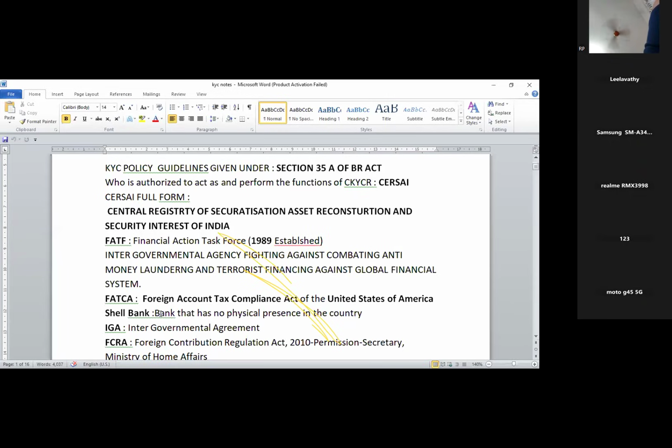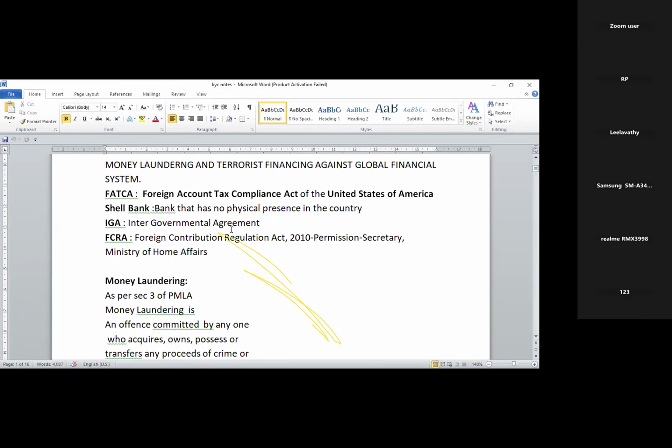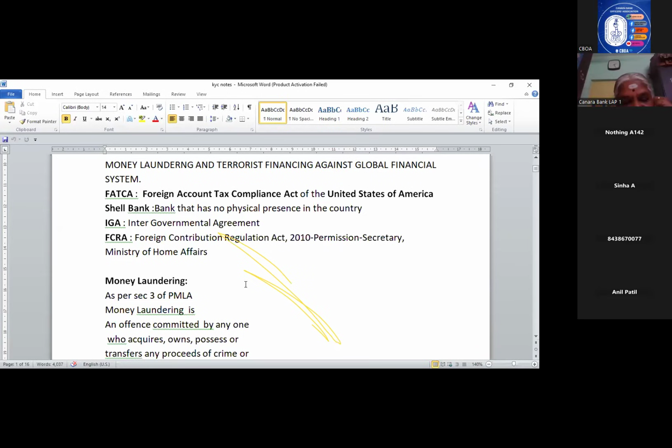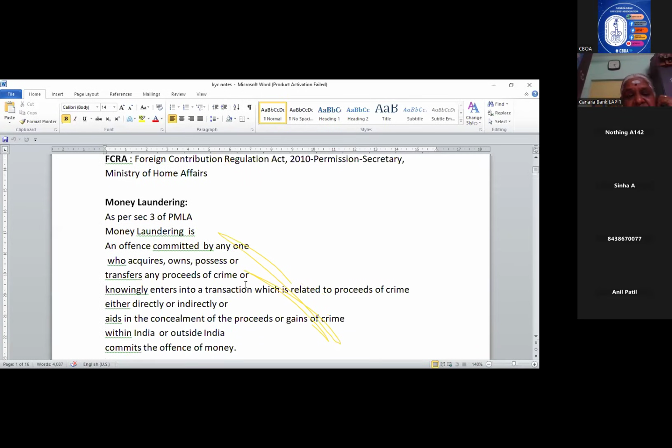Shell bank means the bank will not have any physical presence in the country. It will be only in papers. IGA is Intergovernmental Agreement. FCRA is Foreign Contribution Regulation Act 2010. It is the Ministry of Home Affairs that administers it. Money laundering. What is money laundering?